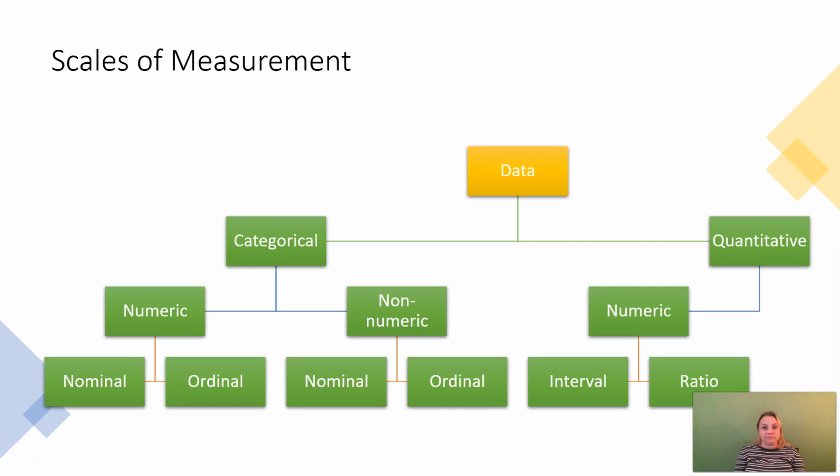Here's a nice graphic to kind of look at that overview of your scales of measurement. You have categorical versus quantitative data. Your categorical data can be numeric or non-numeric, and either nominal or ordinal data can be numeric or non-numeric depending on what you have. But quantitative data is always numeric and can be interval or ratio data.